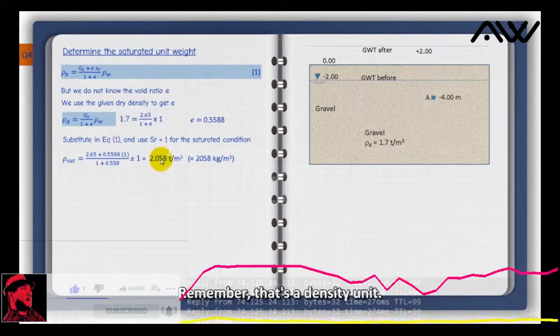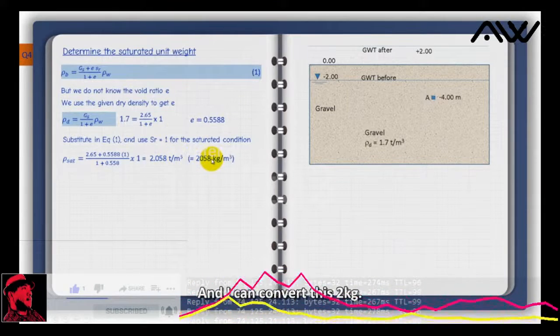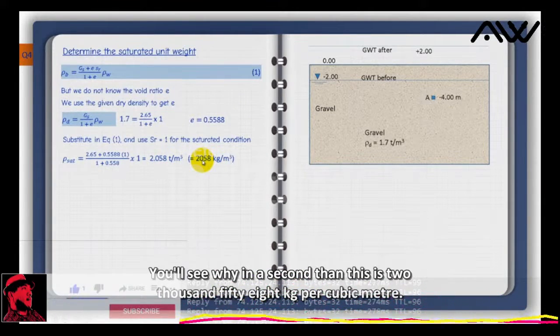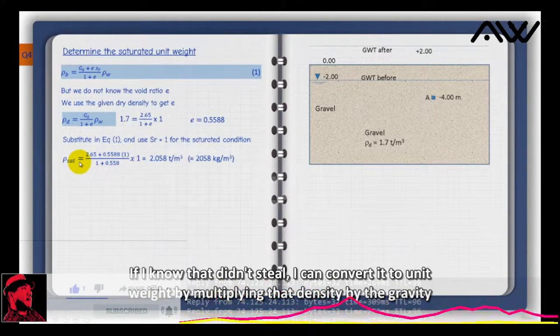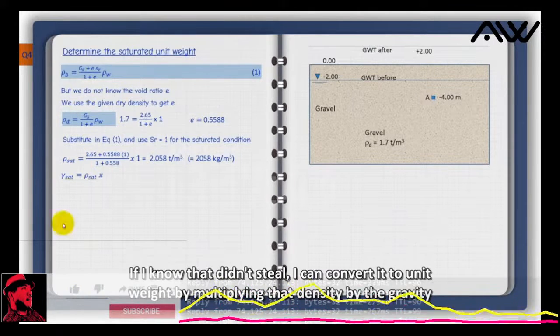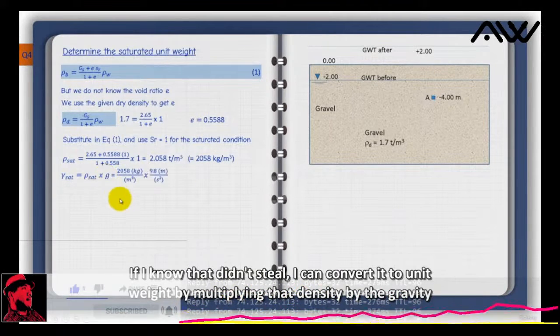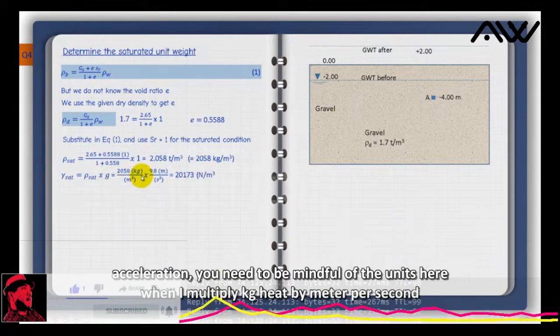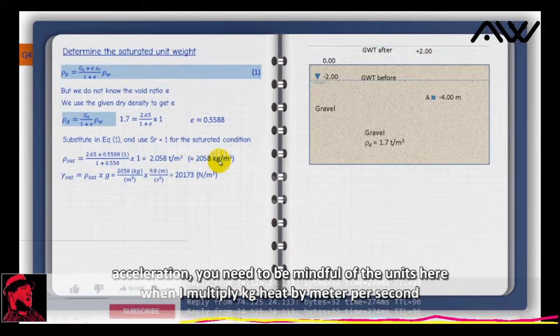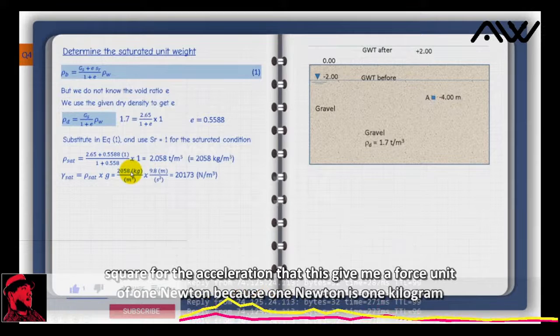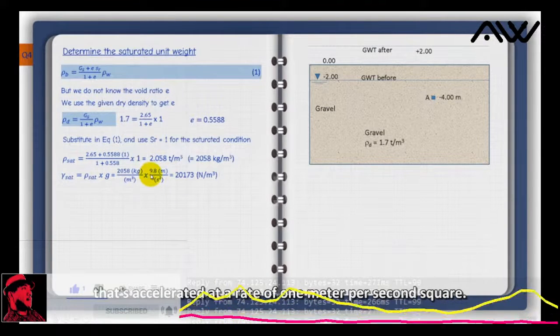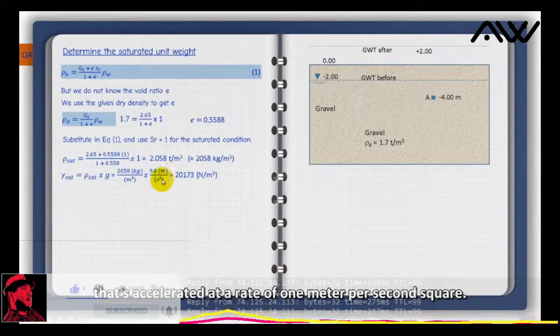Remember, that's a density unit. And I can convert this to kilogram. You will see why in a second. Then this is 2058 kilogram per cubic meter. If I know the density, I can convert it to unit weight by multiplying the density by the gravity acceleration. You need to be mindful of the units here. When I multiply kilogram here by meter per second square for the acceleration, that gives me a force unit of 1 Newton, because 1 Newton is 1 kilogram that's accelerated at a rate of 1 meter per second square.